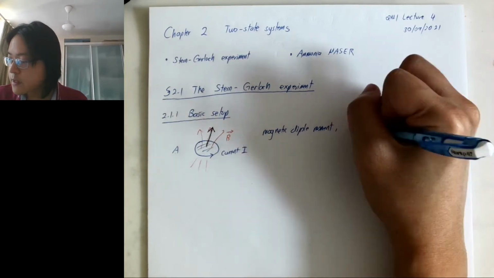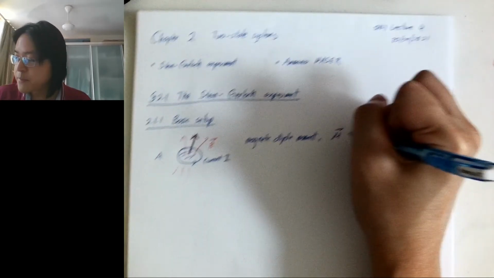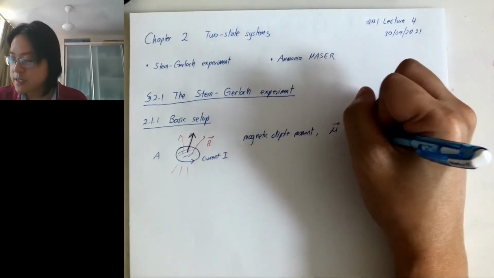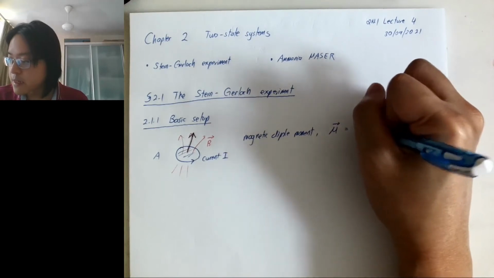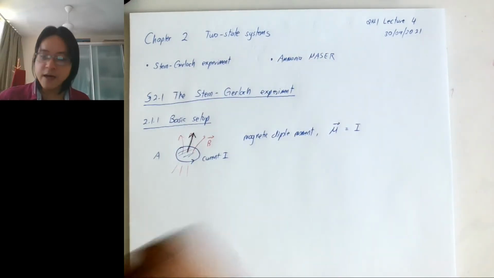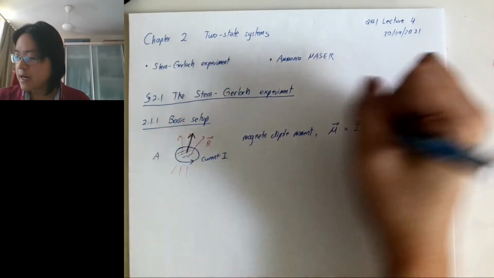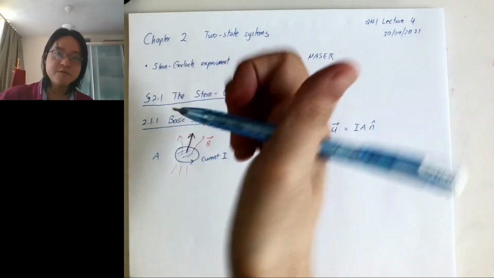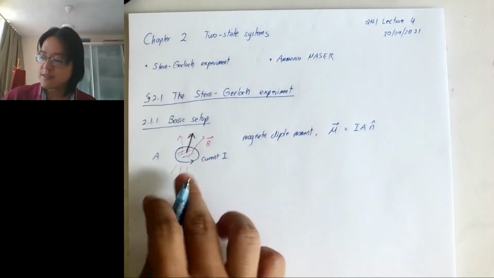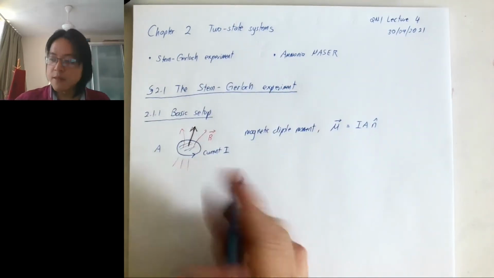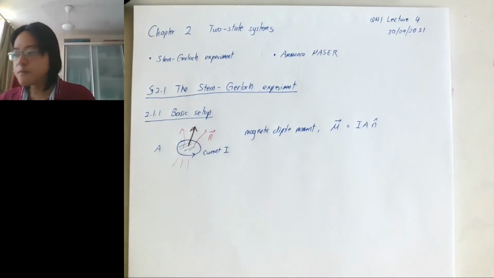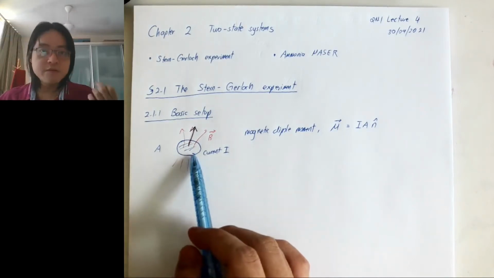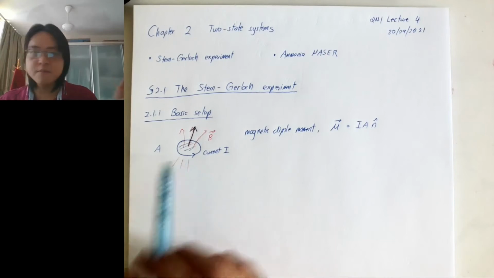Right, we call this mu. It's a vector mu and is defined by the magnitude of the current and how big this area is, and then the direction of this using the right hand rule. So this is the magnetic dipole moment if we are talking about the current loop. So this is just using current loops, right? So what we did last time, which is not what we're doing today.